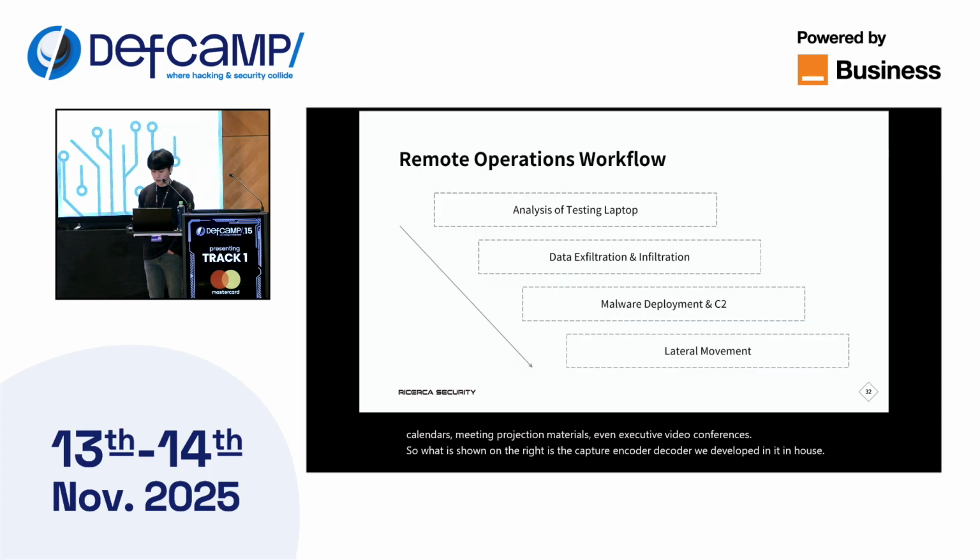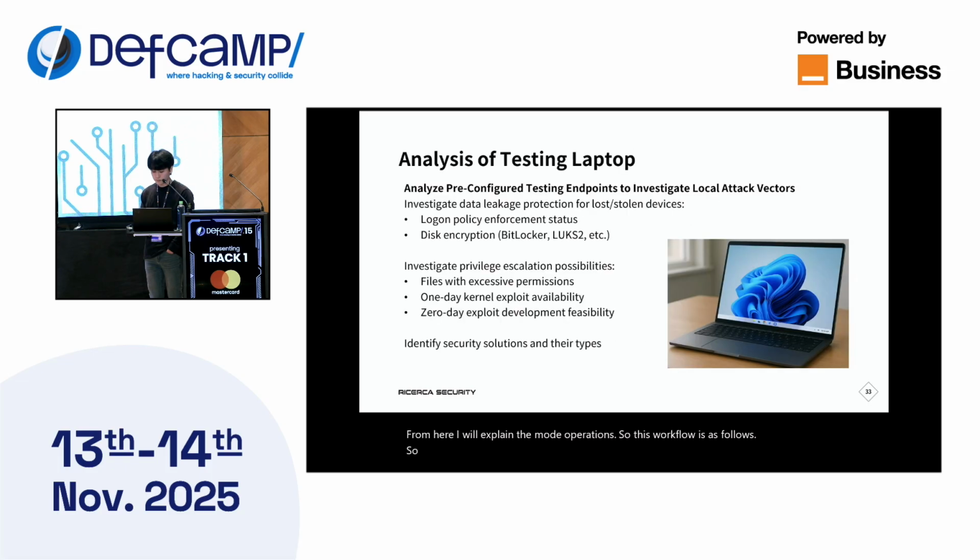From here, I will explain remote operations. So this workflow is as follows. Let me explain each in detail. First, analysis of the testing laptop, to investigate local attack vectors. So what does pre-configured testing environment mean? It is synonymous with kitted terminals distributed to target company users. And we can assume that pan-type APT groups conduct reconnaissance close to this. So the investigation items are like this.